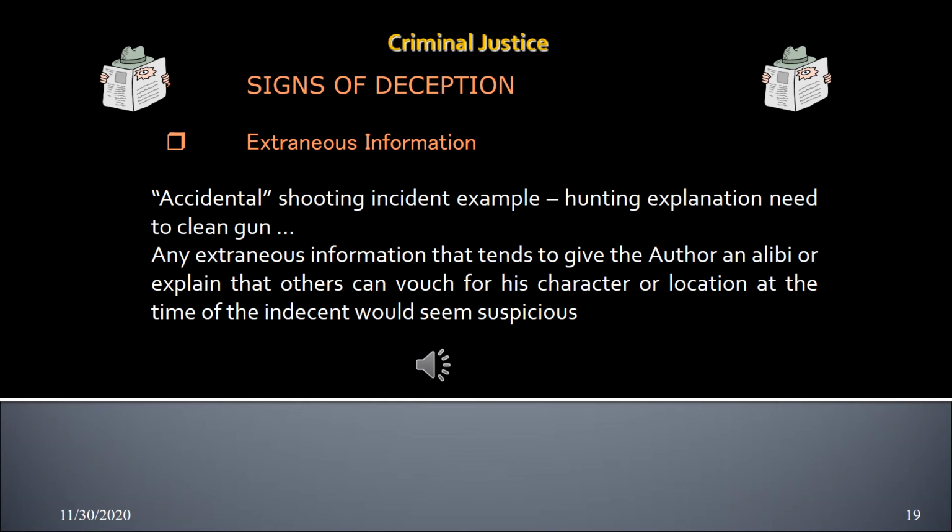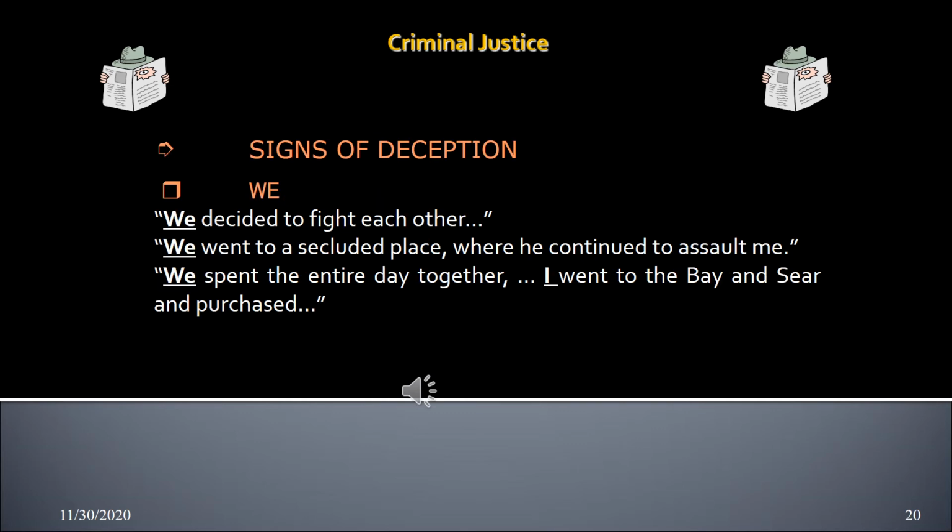As it says here, they may even bring in things about their character and people that can vouch for their character. They may tell people where they had been, their location, when it's not necessarily been asked and not necessarily required to explain what's occurred.